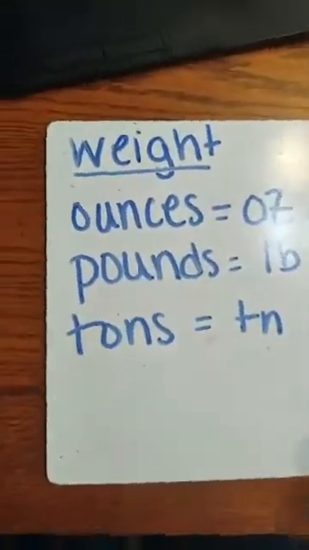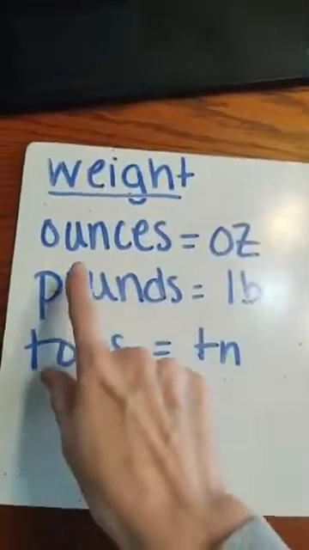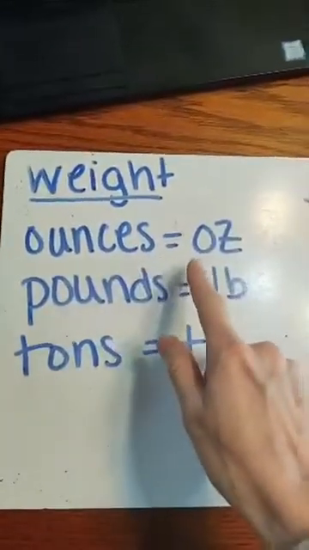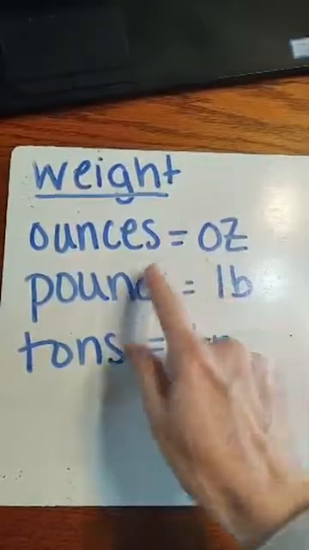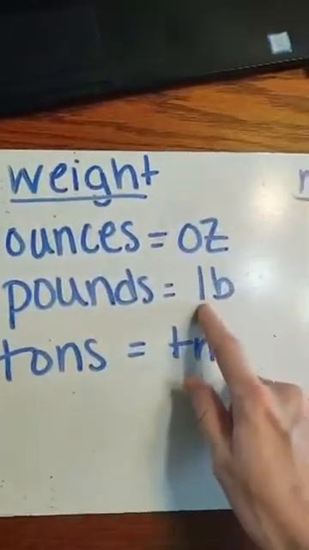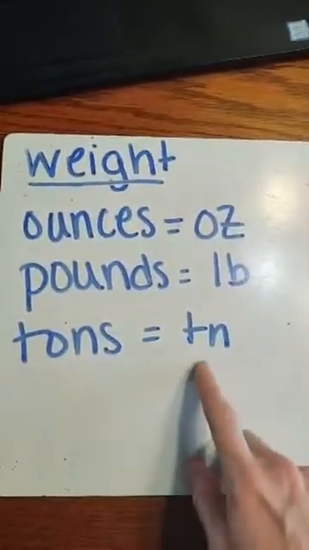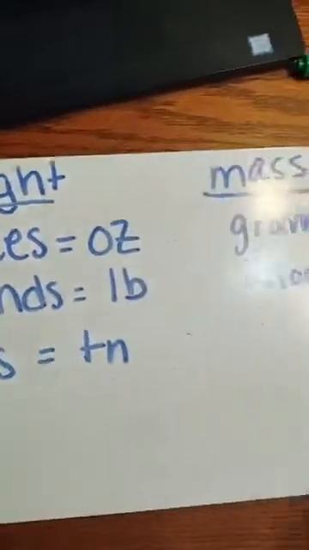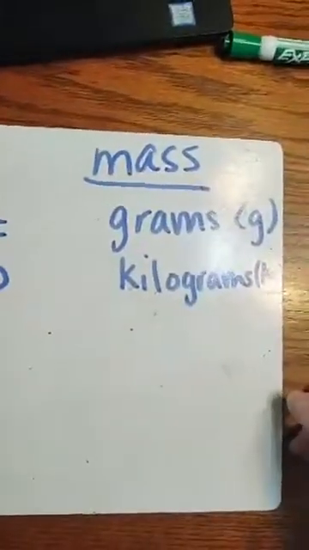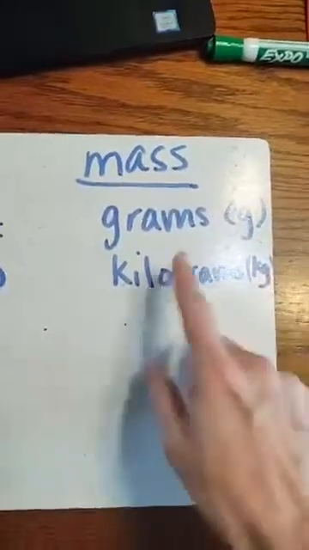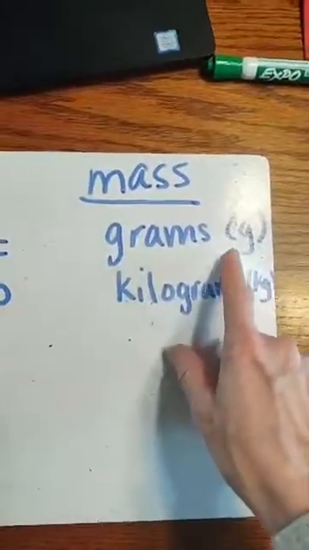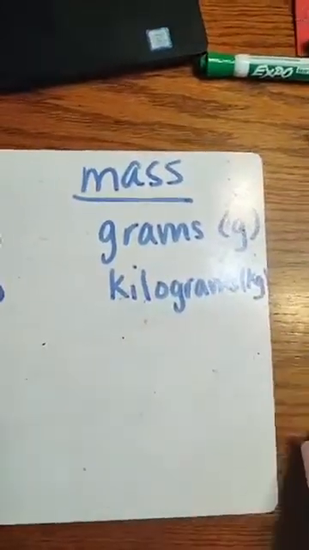Okay, standard US weight we can measure in ounces with the label usually OZ, pounds, label LB, and tons, label TN, okay? Now, when we do mass, we use the metric usually, and that's grams with the label of G or kilograms with the label of kg.